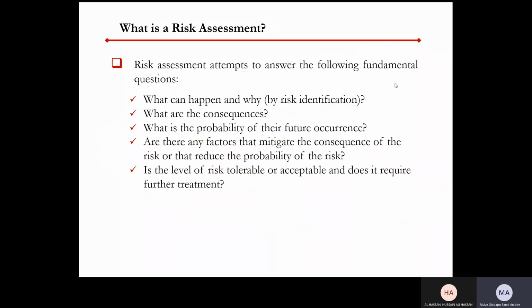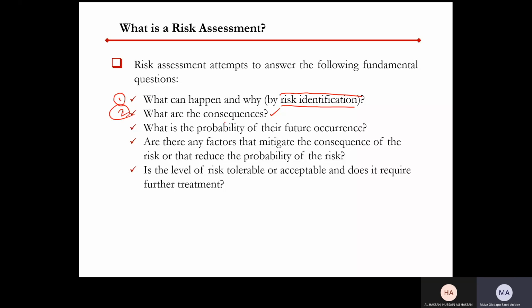So risk assessment will answer the following questions. What can happen and why? This is the risk identification, as we said, or hazard identification. What can happen? What could go wrong? If anything goes wrong, what are the consequences? This is the second question. So the first question has to do with identification, searching for potential risks, potential issues. And the second: what are the consequences of this if it should happen?